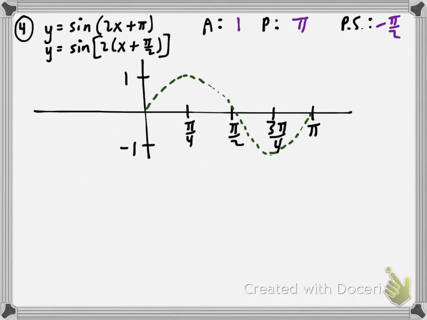Phase shift, negative pi over 2. So that's not so bad. So we can put our negative pi over 2 over here, and we're going to change all these values. Not all these values, actually, we only need a couple values to change. And we're going to put the point there. 0, 0 goes to negative pi over 2, 0. Pi over 4 here goes there, there, and there. And we have our new graph. That wasn't so bad. There you go, there's number 4.